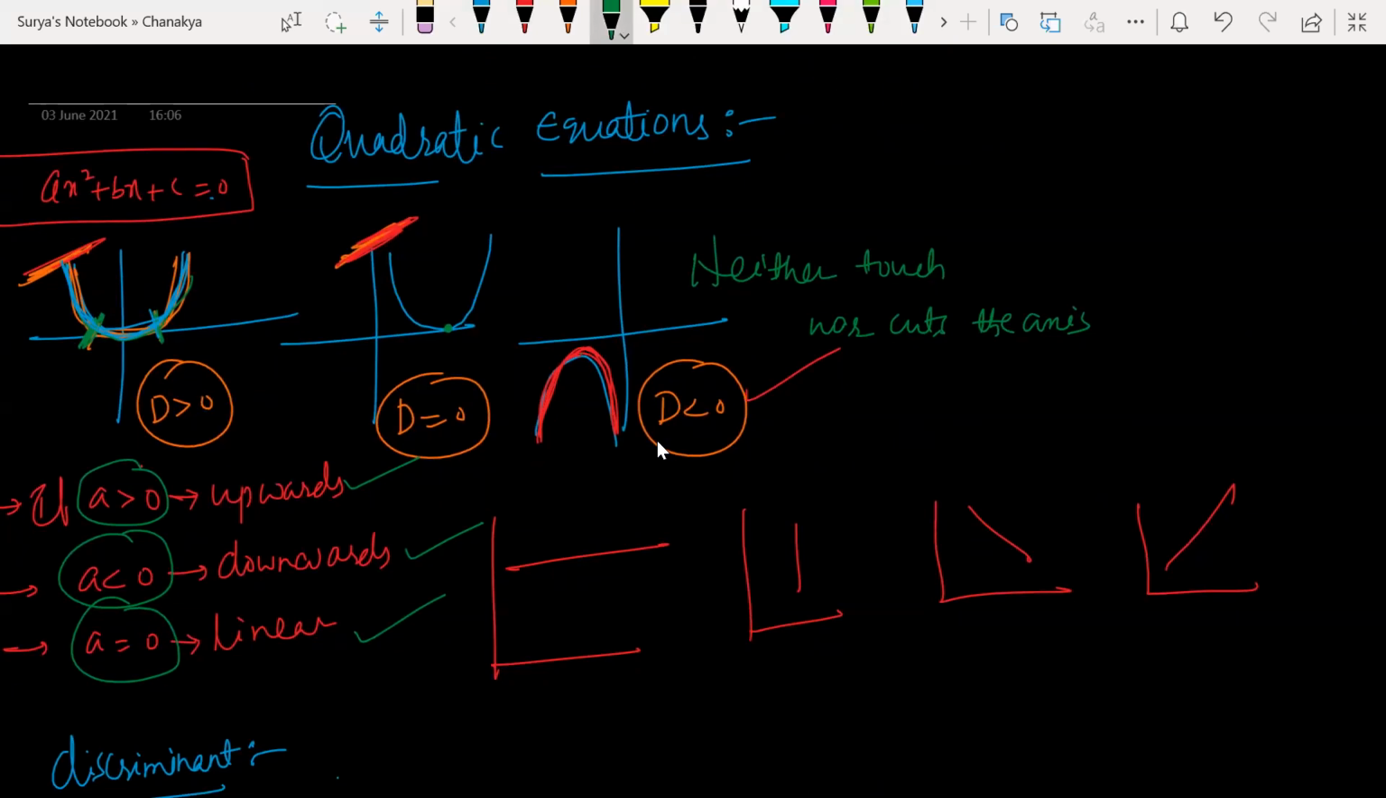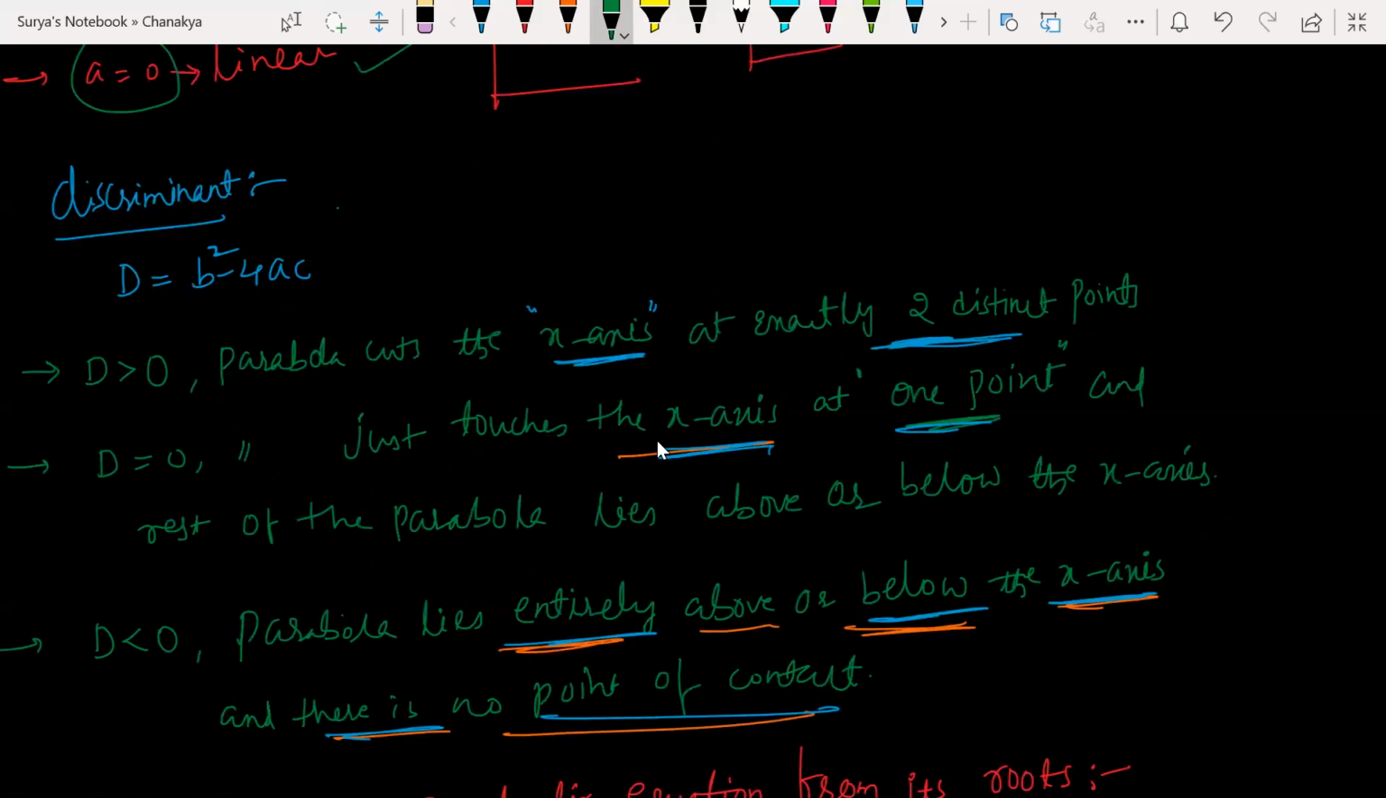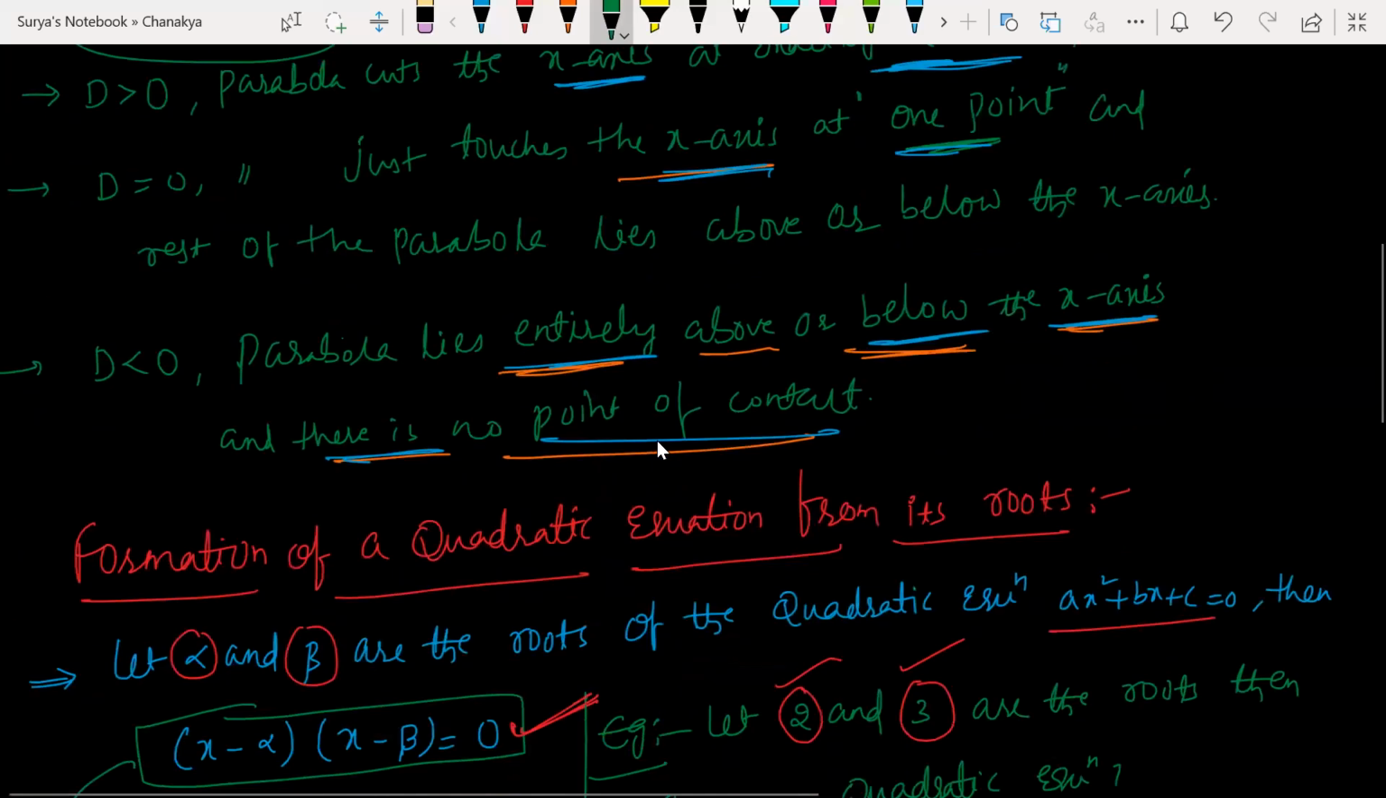Very important, guys. When a is greater than 0, my graph is going to be upwards. When a is less than 0, my graph is going to be downwards. When a is equal to 0, that is going to be linear. Discriminant is b square minus 4ac. When d is greater than 0, parabola cuts at two distinct points on x-axis. When d is equal to 0, it just touches the x-axis at exactly one point, and the rest of the parabola lies either above or below the x-axis. When d is less than 0, parabola lies entirely above or below the x-axis, and there is no point of contact. Getting my point, children?